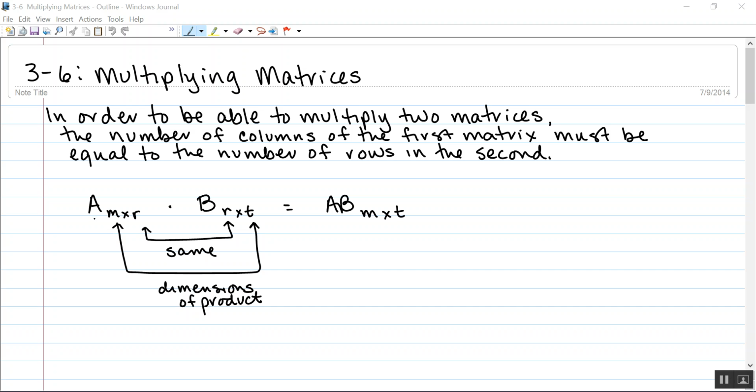Here I have matrix A that has dimensions m by r, so m rows and r columns, times matrix B, which has r rows and t columns. So the inside numbers here, the number of columns of A, must be the same as the number of rows of B. And then the product you're going to get is going to be the number of rows of A by the number of columns of B. So my matrix product A times B is going to have m rows and t columns.